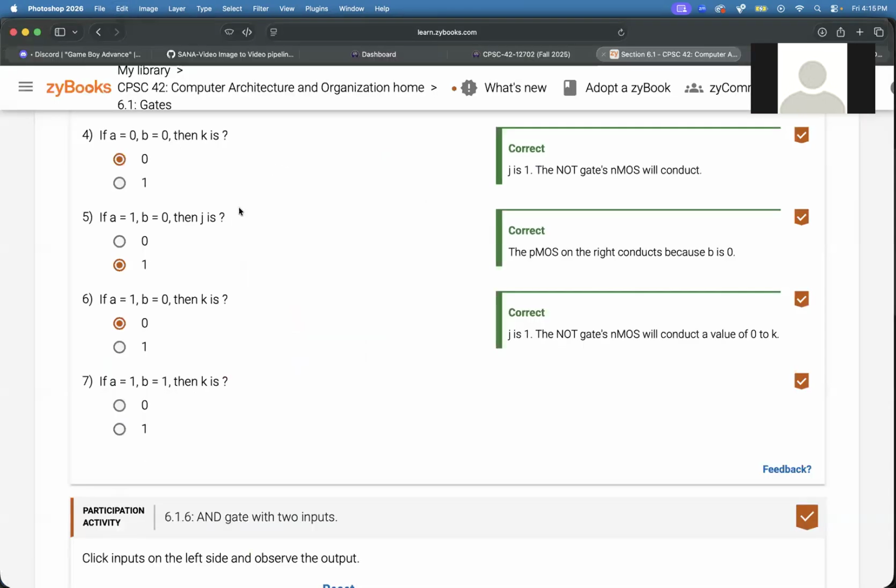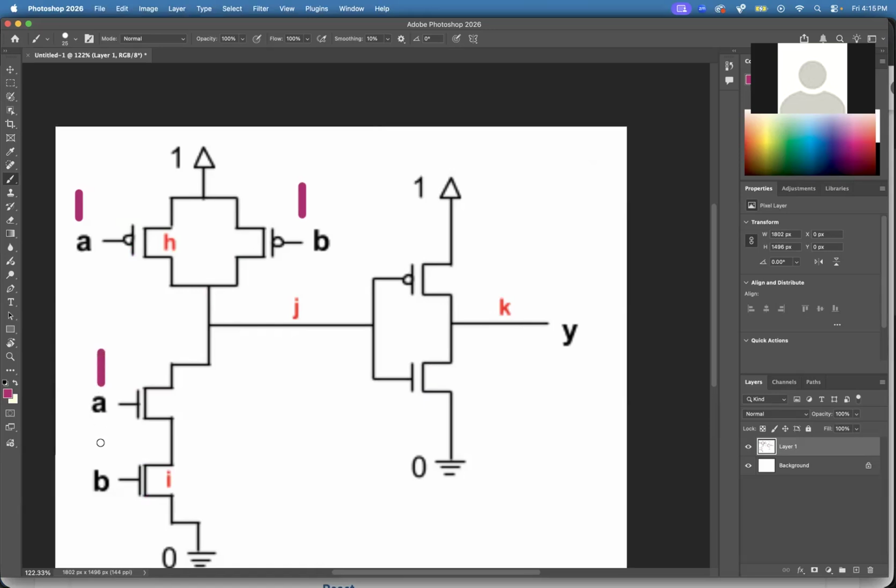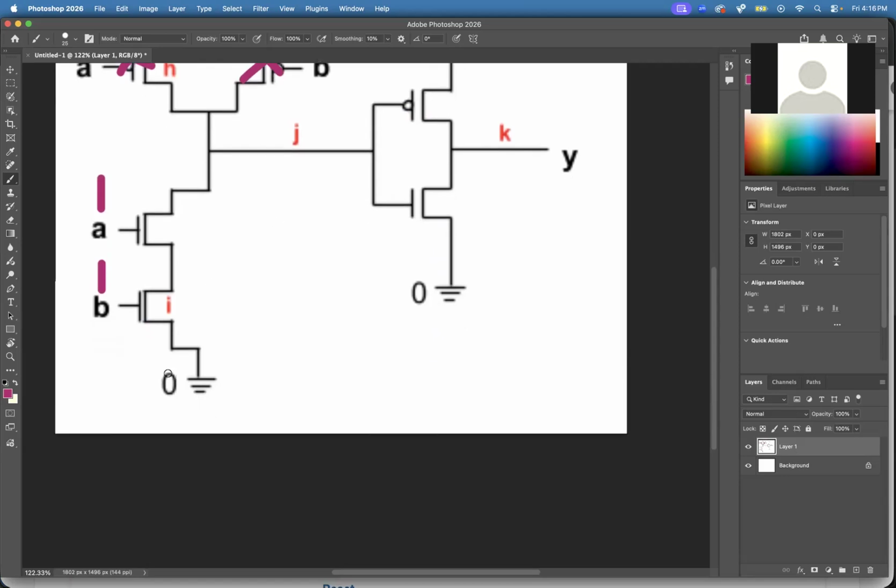So what is 1, 1? Yeah, 1, 1, 1, 1. So if this is a 1 and this has a circle, no conduct. Down here, though, if B is a 1, then this conducts. This one conducts. And if A is a 1, then this one conducts. So both of these conduct, which means this 0 can make it all the way through here, over here, and we get a 0 there.